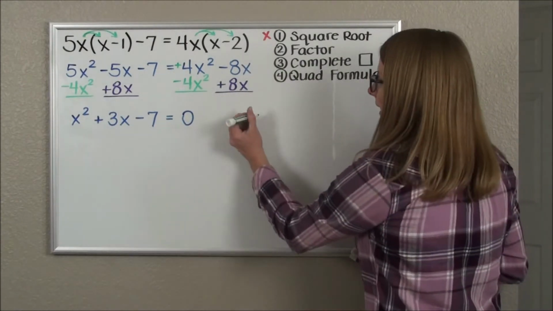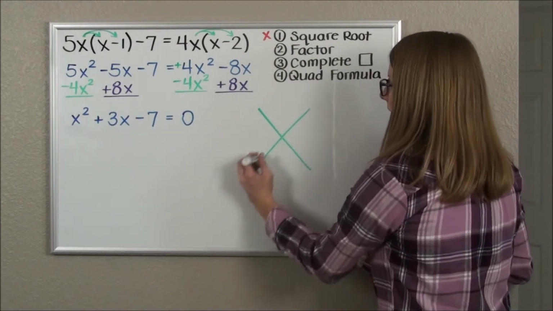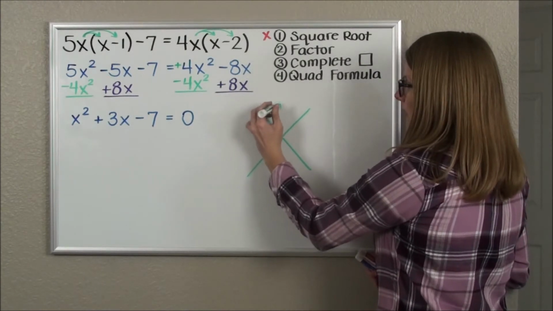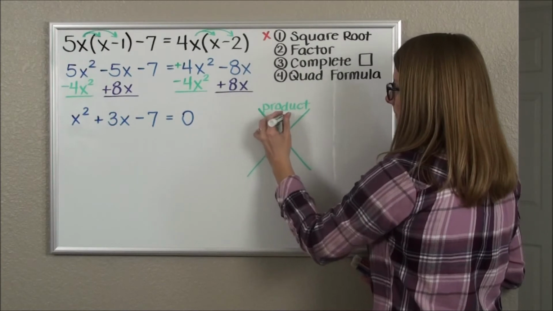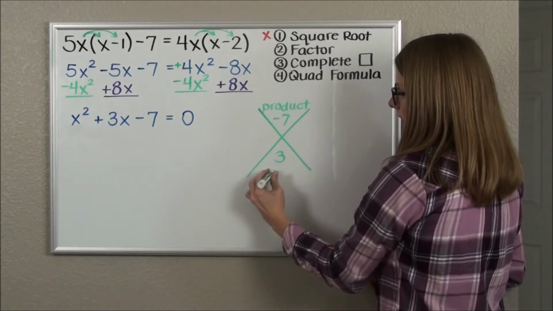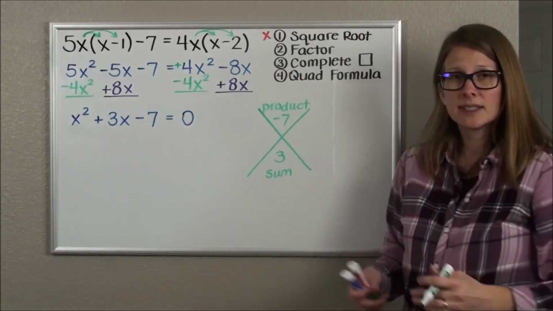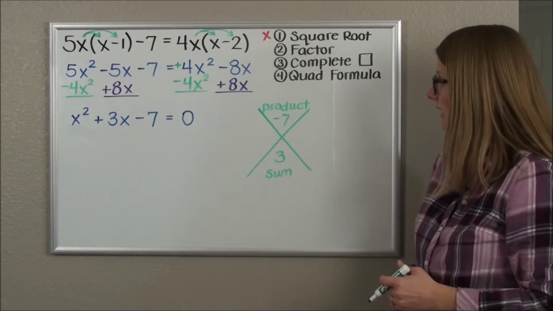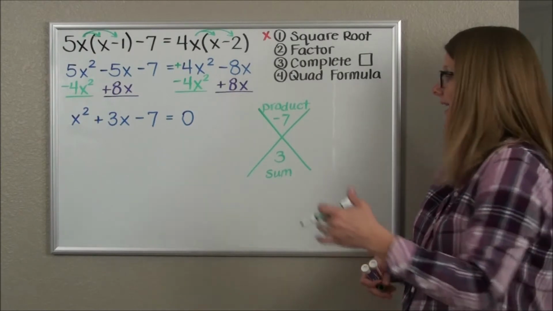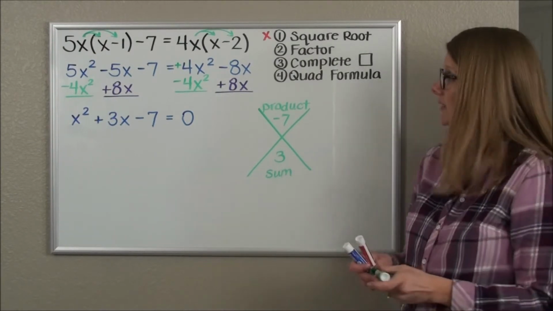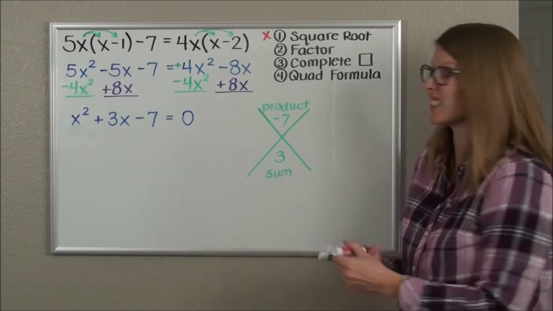If we were to try, it would be a trinomial, so we'd look at an x box, and we'd be looking for numbers which multiply to negative 7, and which add to 3. But when I consider all the pairs that are options here, I don't see anything that's going to multiply to negative 7 and add to positive 3 at the same time, so it looks as though factoring is out.